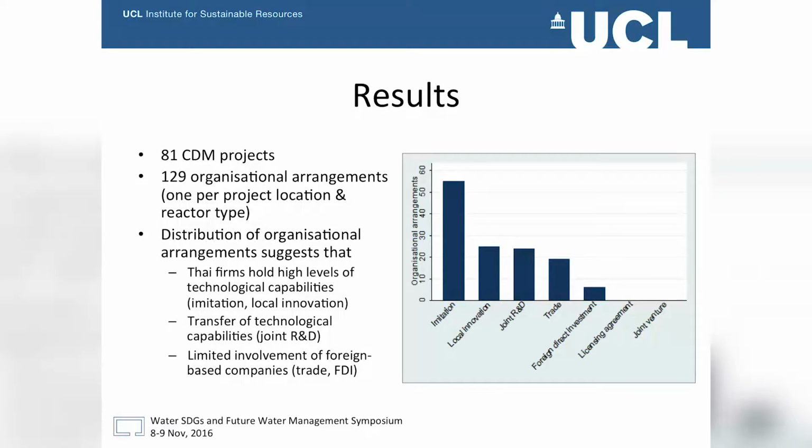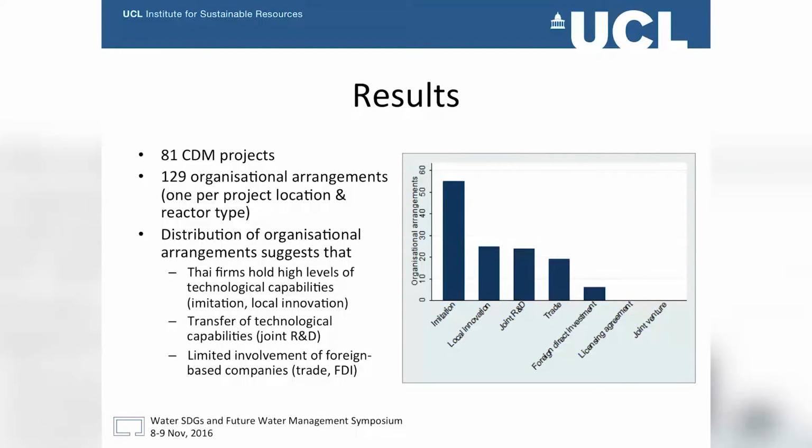and Thai companies. And then this graph also suggests that there is fairly limited involvement of foreign-based companies. So trade and foreign direct investment are relatively uncommon. And lastly, I haven't found any evidence for licensing agreements or joint ventures.